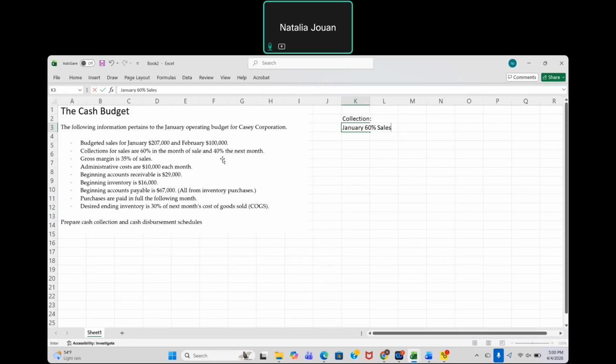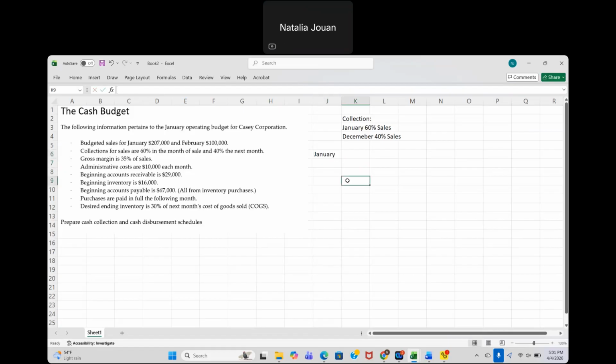In January, we are the next month of December. So whatever you sold in December, you collected 60%, and the 40% remaining, you're going to collect in January. So right now we're in January, okay? So December, 40% of sales, which is still uncollected. It should be sitting in accounts receivable. We're going to look at that next, okay? All right, so let's start with the month of January.